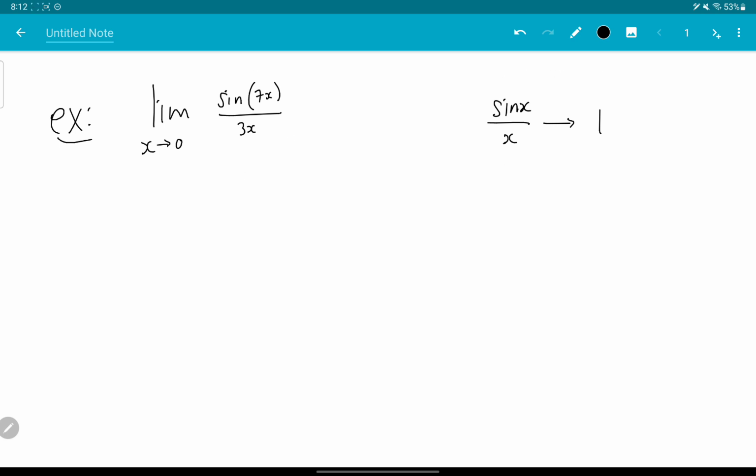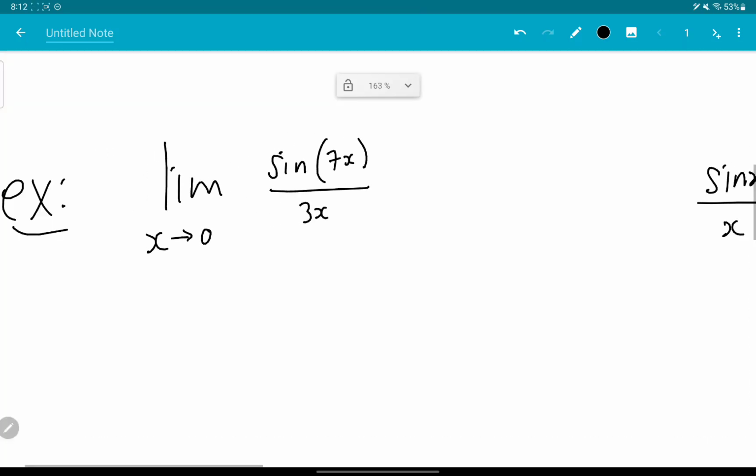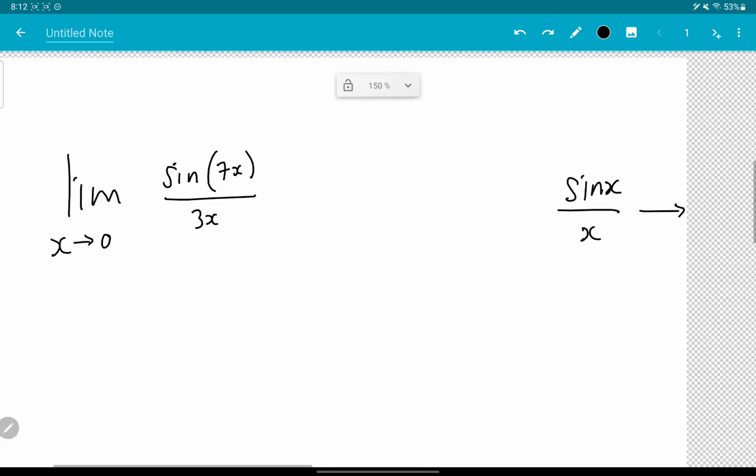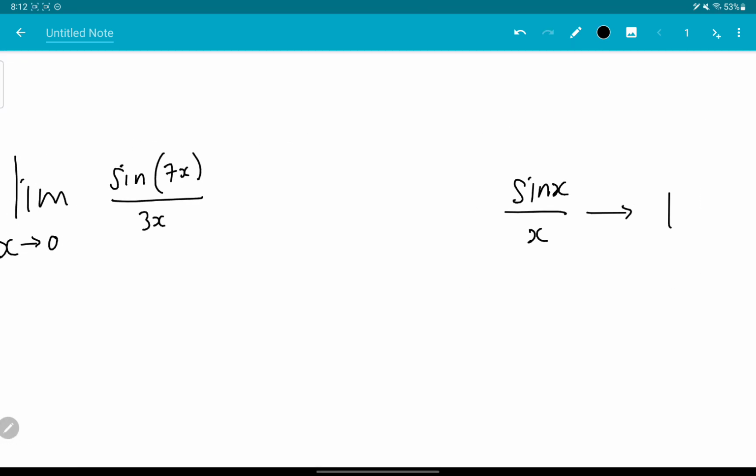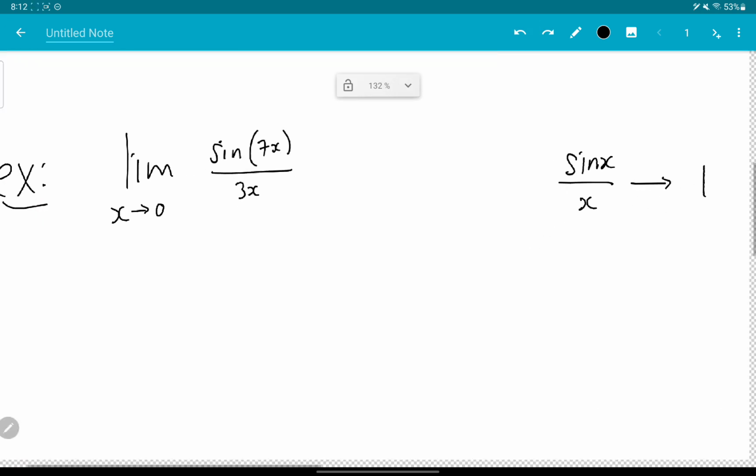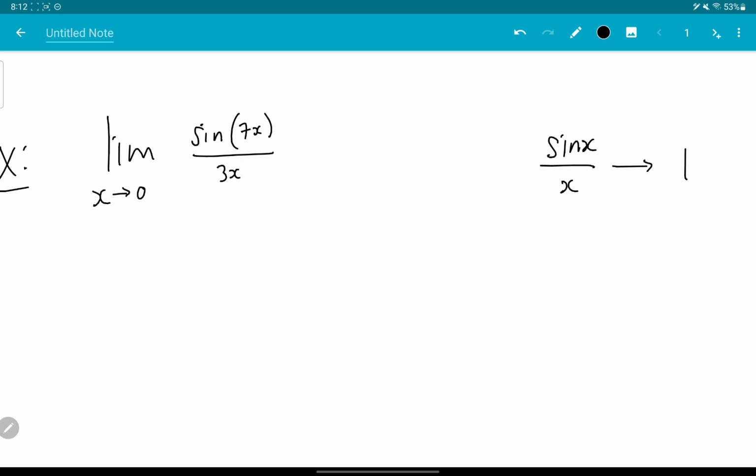This is going to go to something a bit different because the 7x is not the same as 3x, and it is going to matter. You'll notice in this formula here, I have the exact same thing here, and that is important. But I can still use this formula to say something here. So what I need to do is I need to say, oh, I want to use this. So I'm going to force the number here to be the same as the number here.